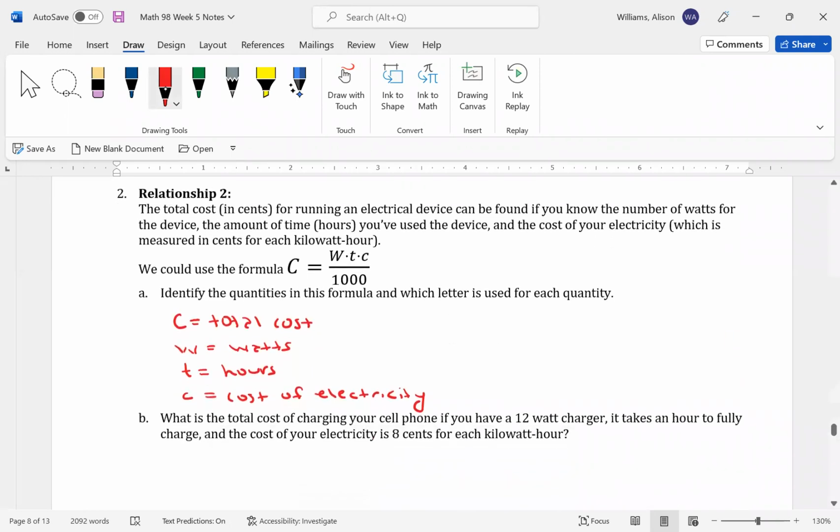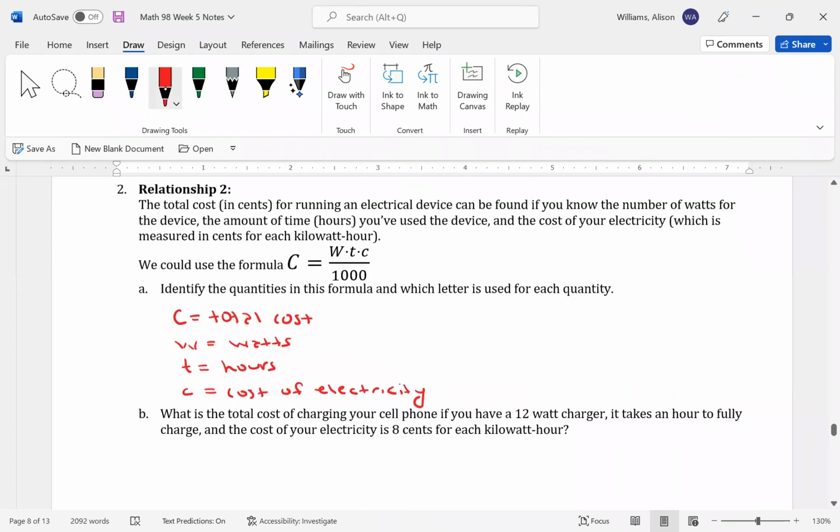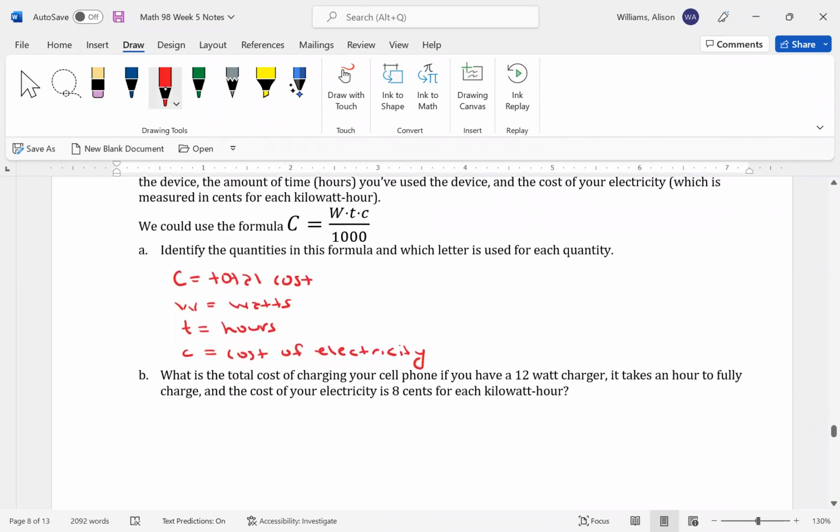What is the total cost of charging your cell phone? I love this. This is so good. That's something we all understand. If you have a 12-watt charger, it takes an hour to fully charge, and the cost of your electricity is 8 cents for each kilowatt hour. Ugh.